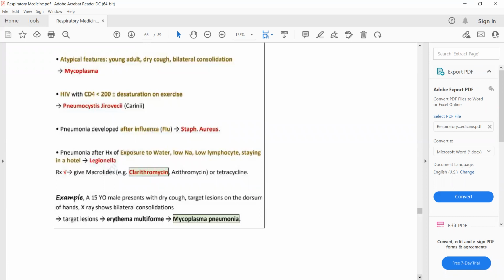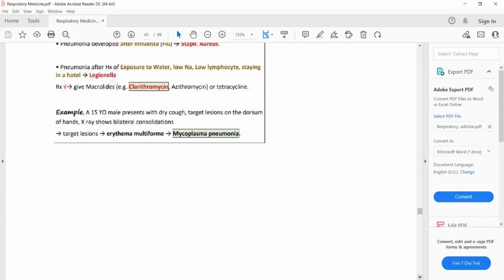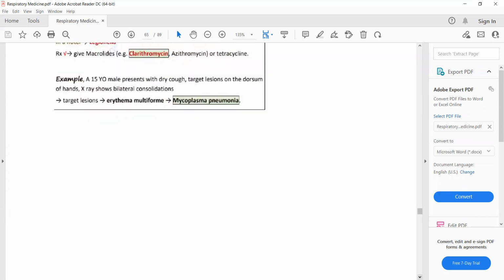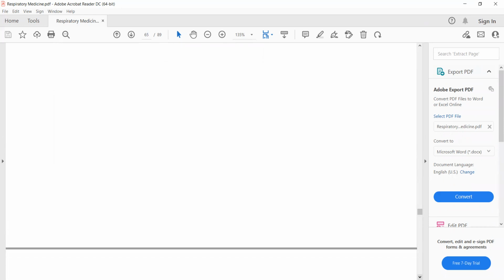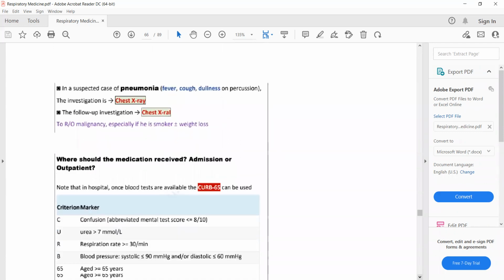Atypical pneumonias such as Mycoplasma and Legionella pneumophila can be managed with clarithromycin or doxycycline. So the drugs will remain the same. Erythema multiforme suggests Mycoplasma pneumonia. History of exposure to water, hyponatremia, lymphopenia, or staying in a hotel room suggests Legionella pneumophila.